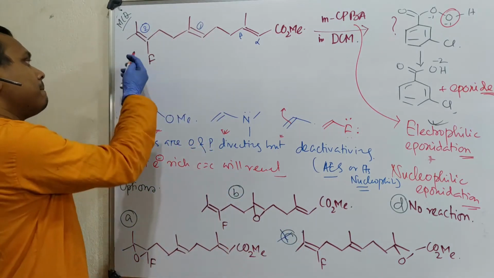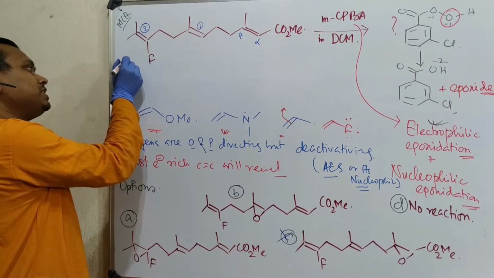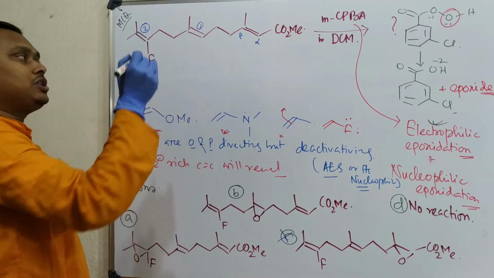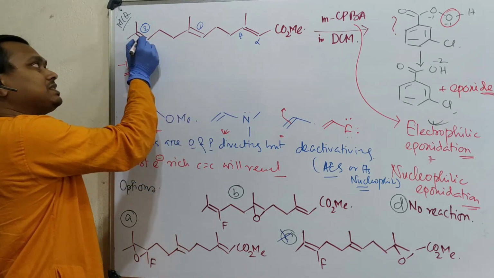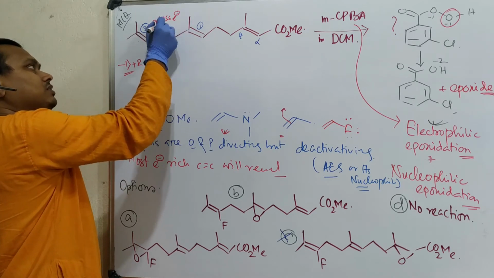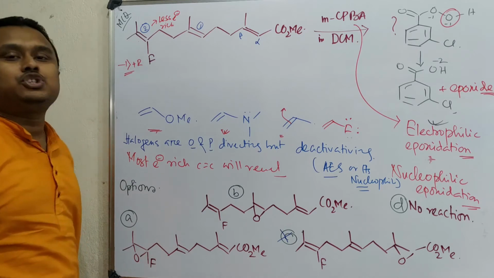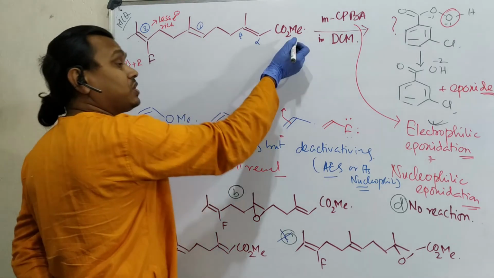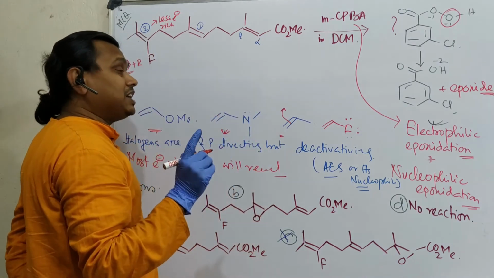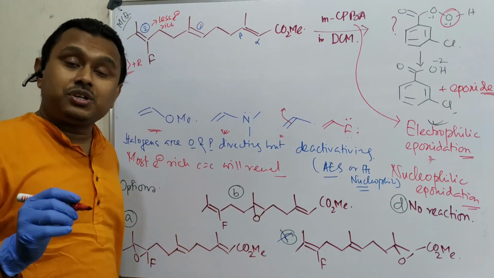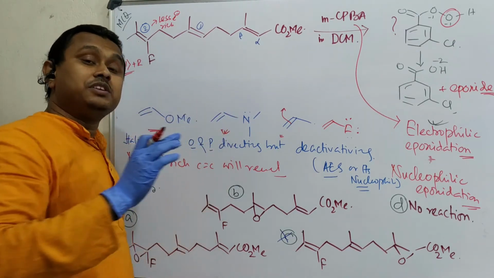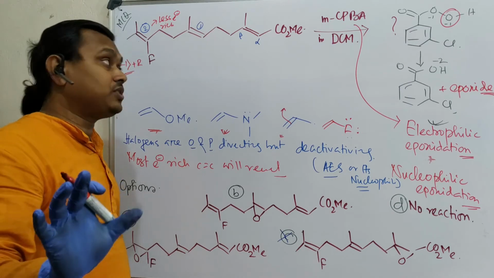That fluorine's minus I dominates over its plus R. So this double bond, compared to a simple double bond like this, is less electron rich. So the question: which one is left? This one, by resonance, is very electron deficient, an alpha beta unsaturated carbonyl. And by the way, I have already discussed the addition reaction on alpha beta unsaturated carbonyl compounds, where this phenomenon I have explained in detail with resonance structures. Please visit if you want to learn that.